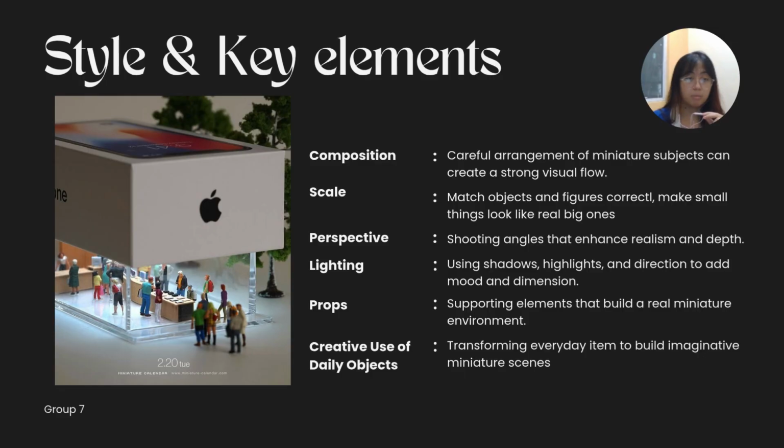Number five is props. Props are supporting elements that build a real miniature environment. They help to tell a story in the photo. Number six is creative use of daily objects. We can transform everyday items to build imaginative miniature scenes, like the broccoli can become a tree, the oil can become a piano, and so on.